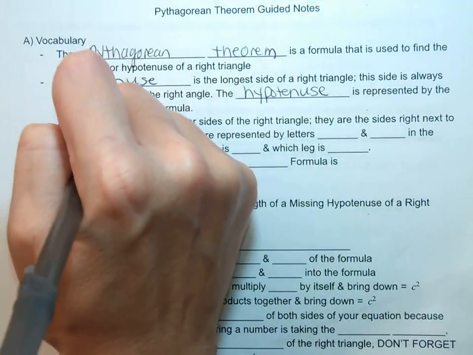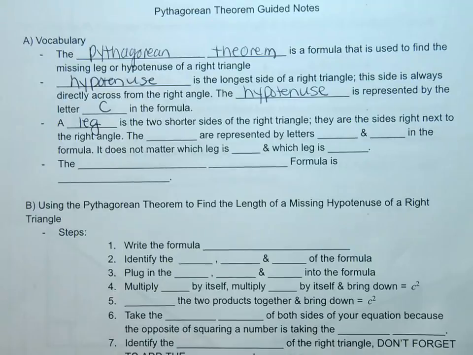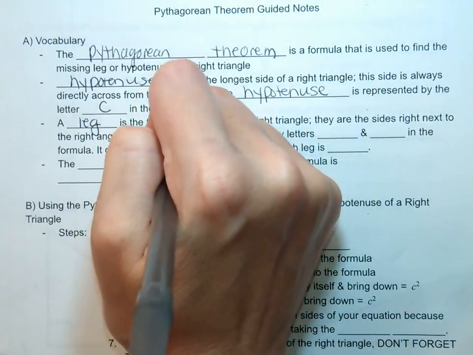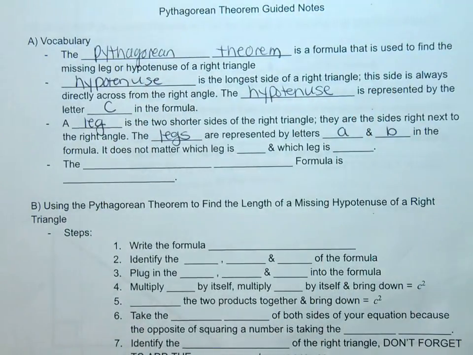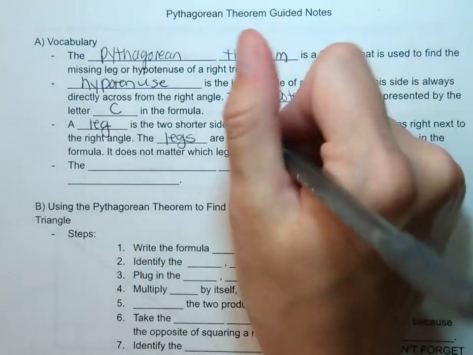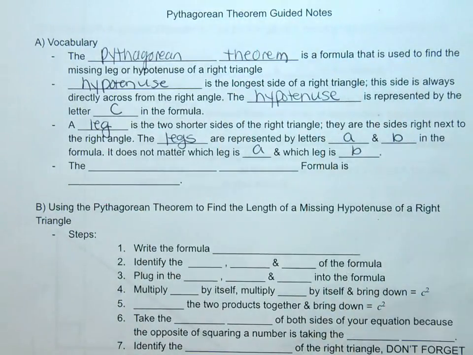A leg is one of the two shorter sides of a right triangle. They are the sides right next to the right angle. The legs are represented by letters A and B in the formula. It does not matter which leg is A and which leg is B.